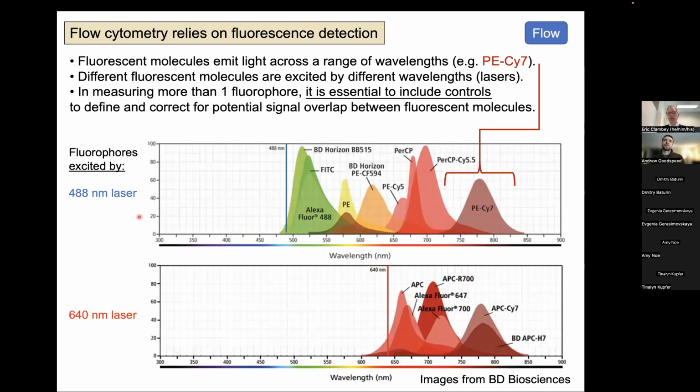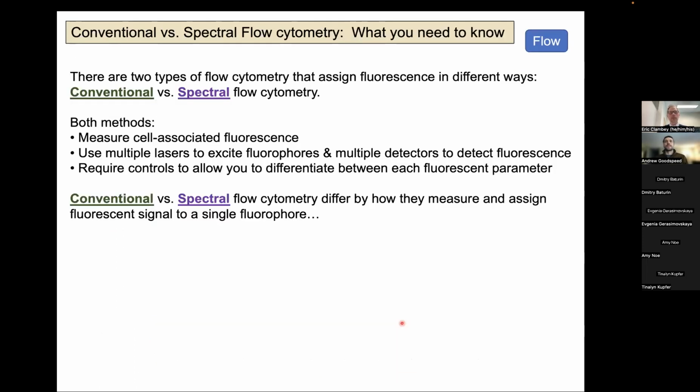Also, please note that different fluorophores are excited by different lasers. So for instance, APC and Alexa Fluor 647 are excited by a 640 nanometer laser and poorly excited by other lasers.